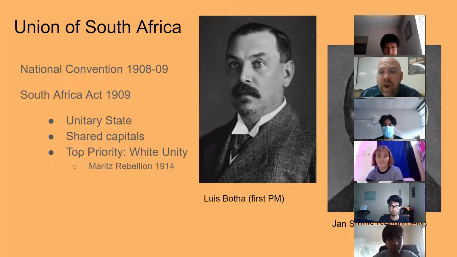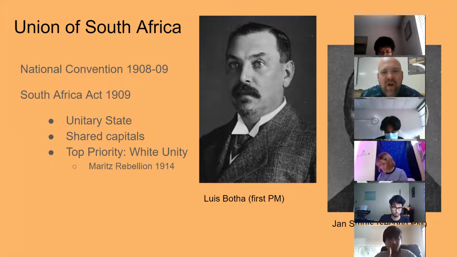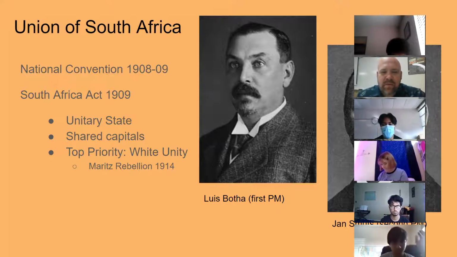All right. The number 1 priority of this new country is white unity. They have to get the white people to unify together. Otherwise, this country is going to fall apart. Right? The Dutch and the English don't trust each other. They don't like each other. They just fought a war with each other, and you're trying to unify them. Okay? White unity, of course, is going to come at the expense of the blacks. Right? White unity means that they're going to be unified against the natives, against the African tribes, right? So it's going to be a problem.